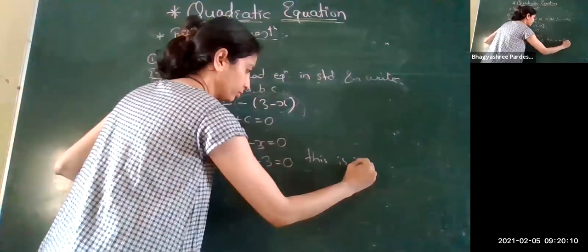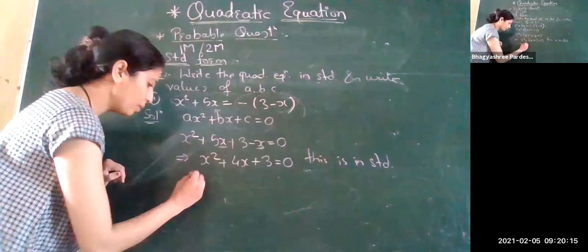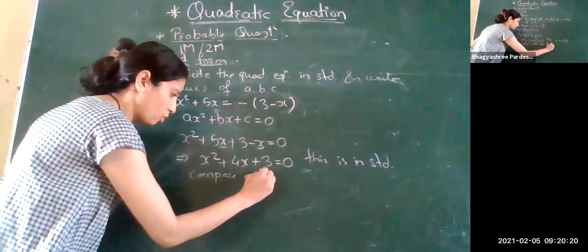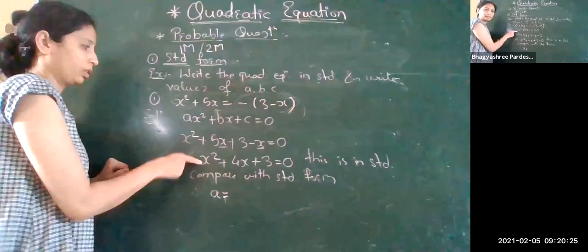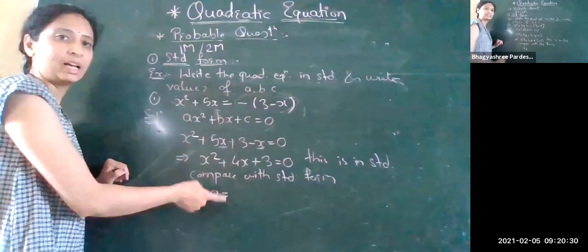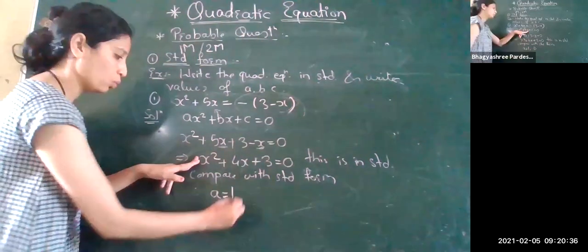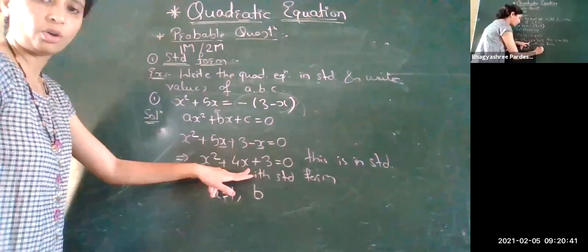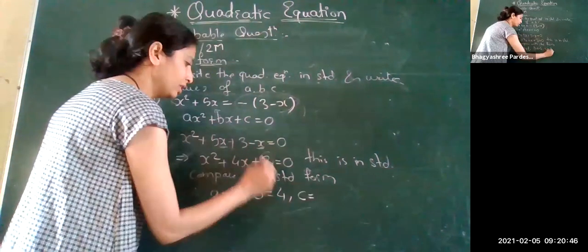What is the next question we are asked? Write the values of a, b, c. So therefore, compare with standard form and write the value of a, b, c. Coefficient of x square is a here. So whatever the coefficient of x square will be here, that is nothing but the value of our a. So no number is here, that means 1. Then b, coefficient of x is b. Here coefficient of x is 4. So value of b is 4. And finally c is nothing but the constant term, and this 3 is our constant.